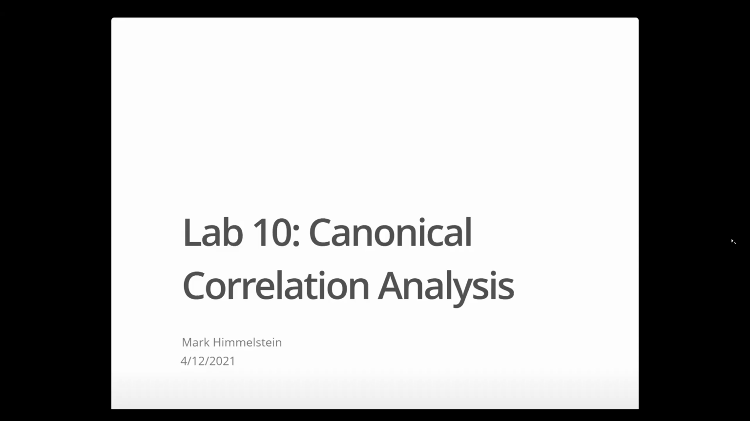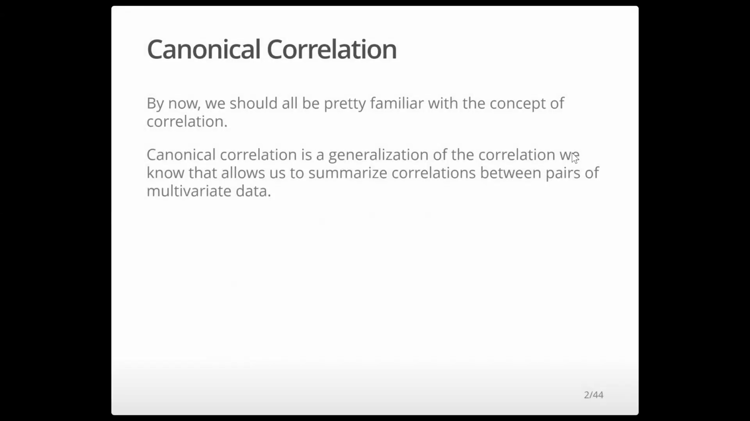This week, we're talking about canonical correlation analysis. So we should all be pretty familiar with correlation by now. It's sort of the basis of everything that we do. Canonical correlation is a generalization of the correlation that we know that allows us to summarize correlations between pairs of multivariate data.